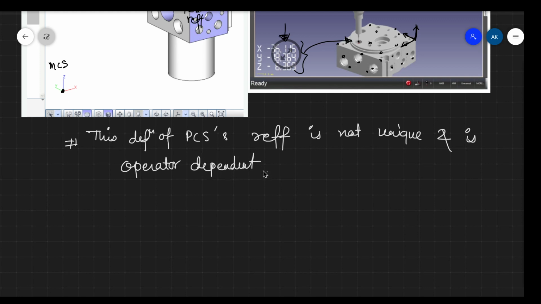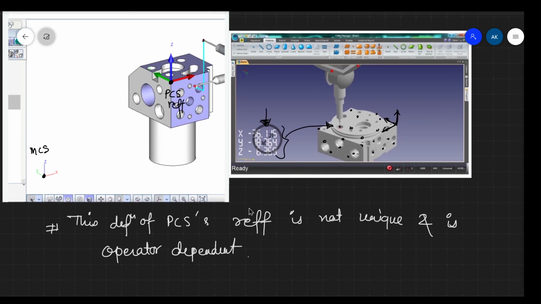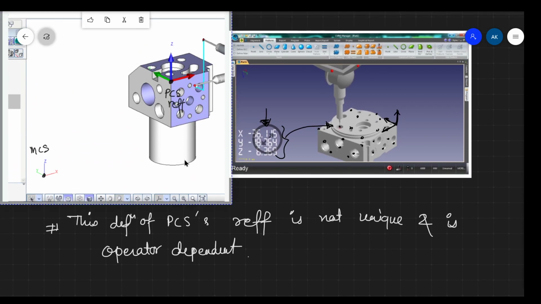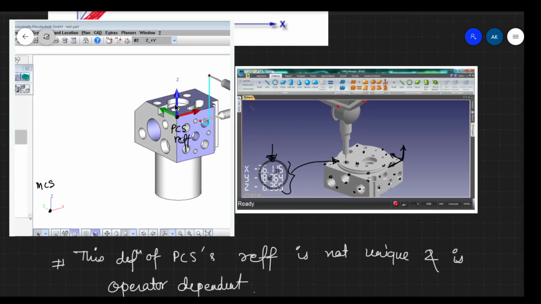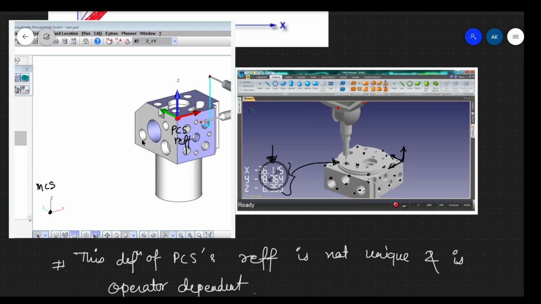It means that suppose I am given to do the measurement. So what I can do, I can take this as the reference point, this one. And if I ask you to do the measurement, you can take this as your part coordinate system reference. And there is no difference, no problem. You can always take it, either this, or this, or suppose this corner is taken by someone. So this is not unique. It can be chosen differently by different operators, and it is completely operator choice.